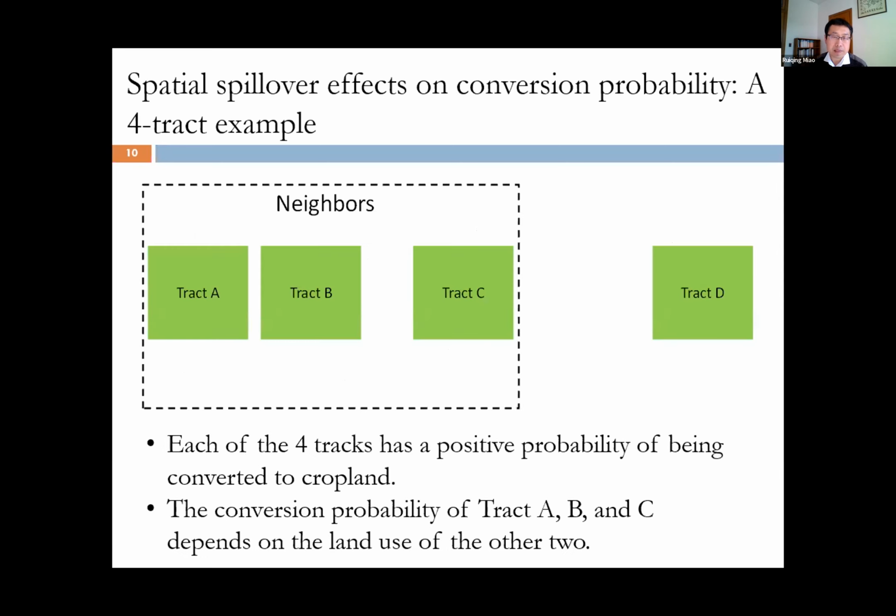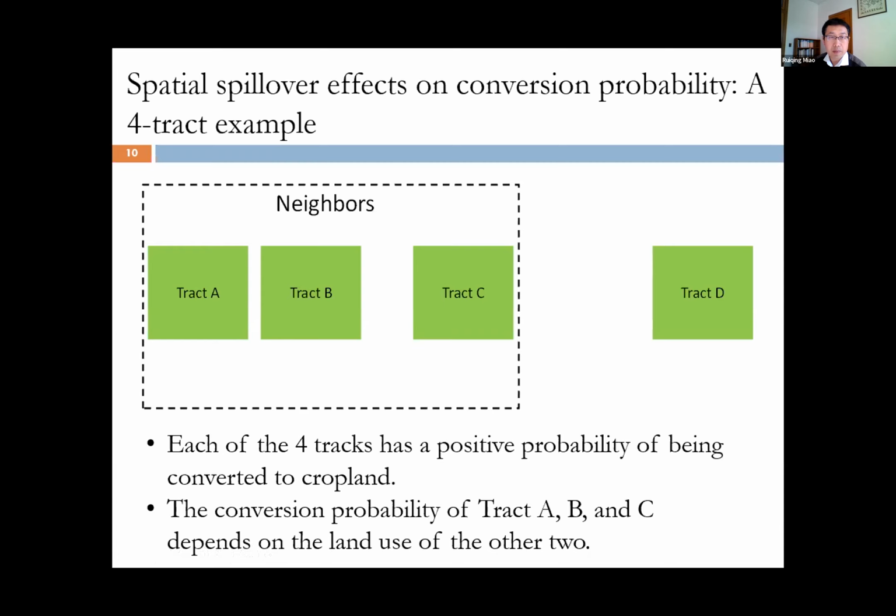So here is just an example to show you what we mean by spatial spillover effect on conversion probability. So the idea is, suppose in this example, we have 4 tracts of grassland. Grassland tracts A, B, and C are close enough to each other that we can call them neighbors. Tract D is far away from these 3, so you can call it an isolated grassland tract.